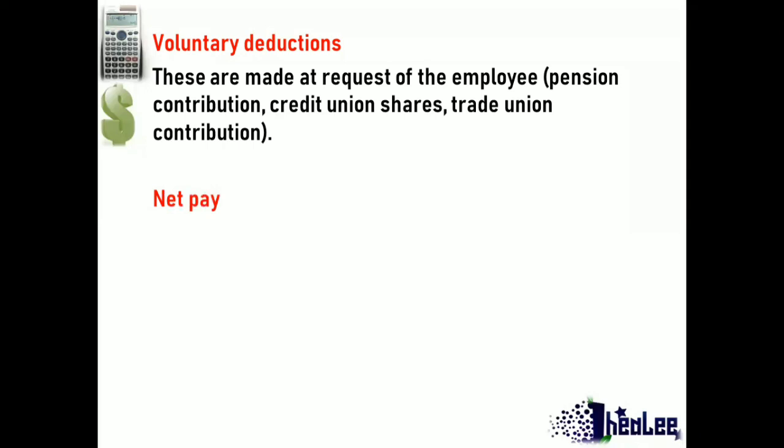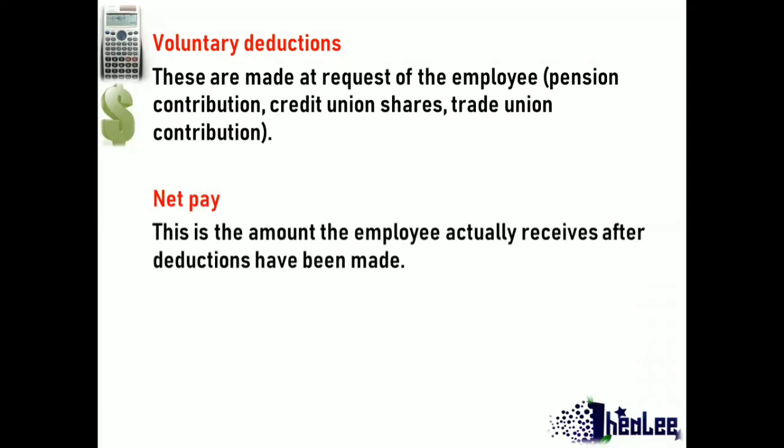The next term is net pay, and this is the amount the employee actually receives after deductions have been made. So we have mentioned gross pay earlier, we have mentioned deductions. To get your net pay, that would be your gross pay or your wage minus your total deductions. The figure that you get after is referred to as net pay. Net pay is similar to take home pay. So you might hear some person saying that this is the pay that they take home. That is their net pay.